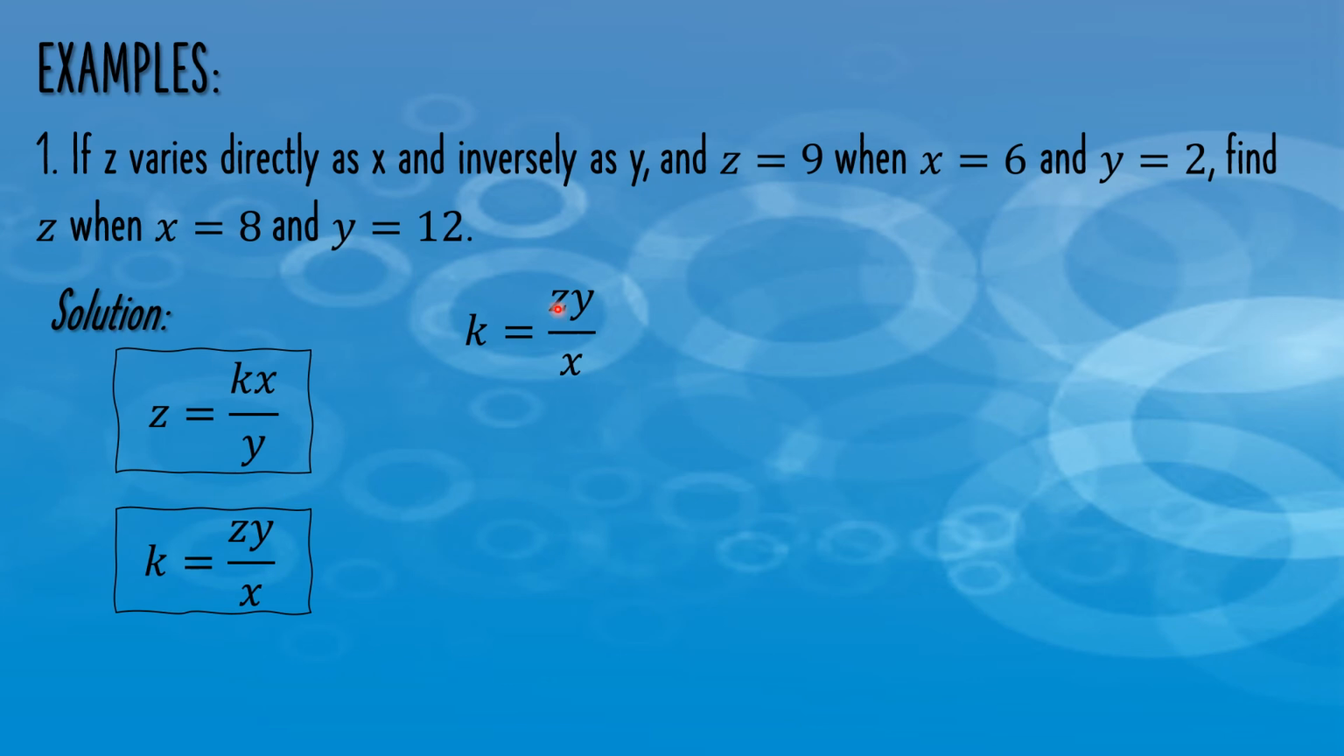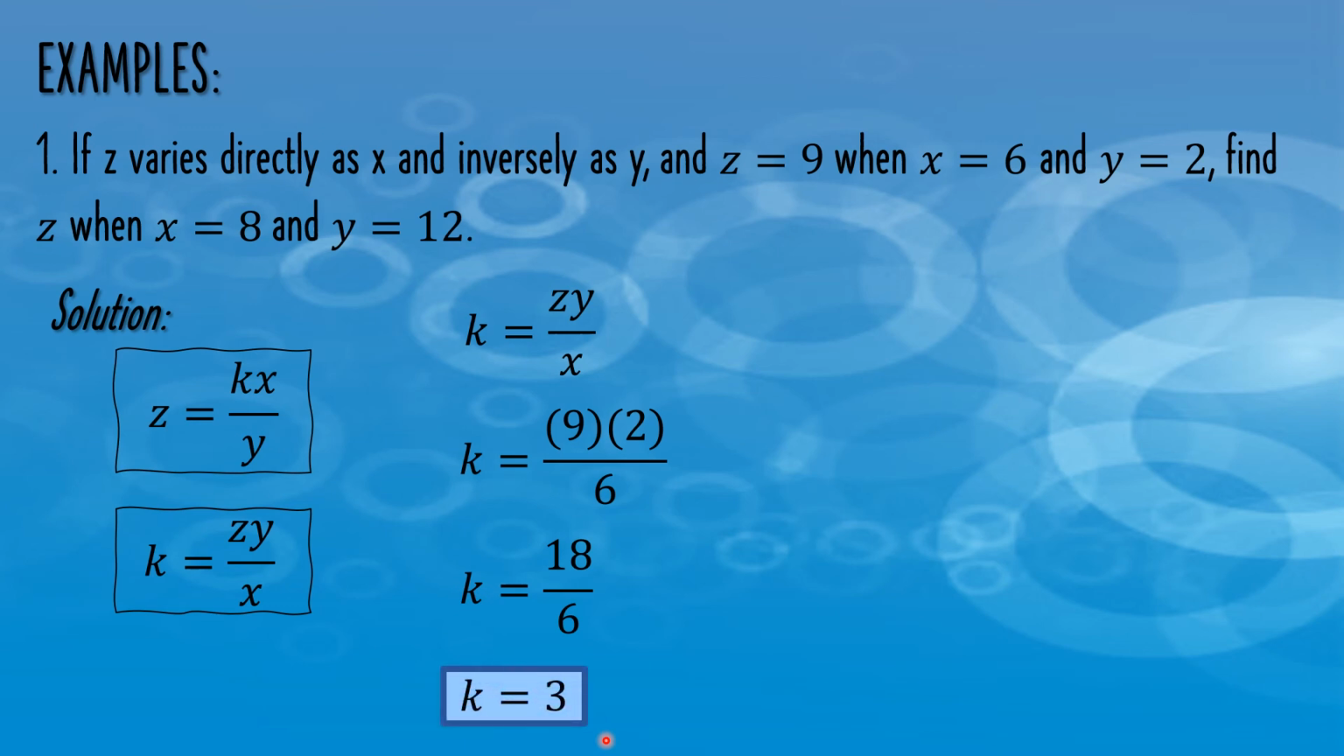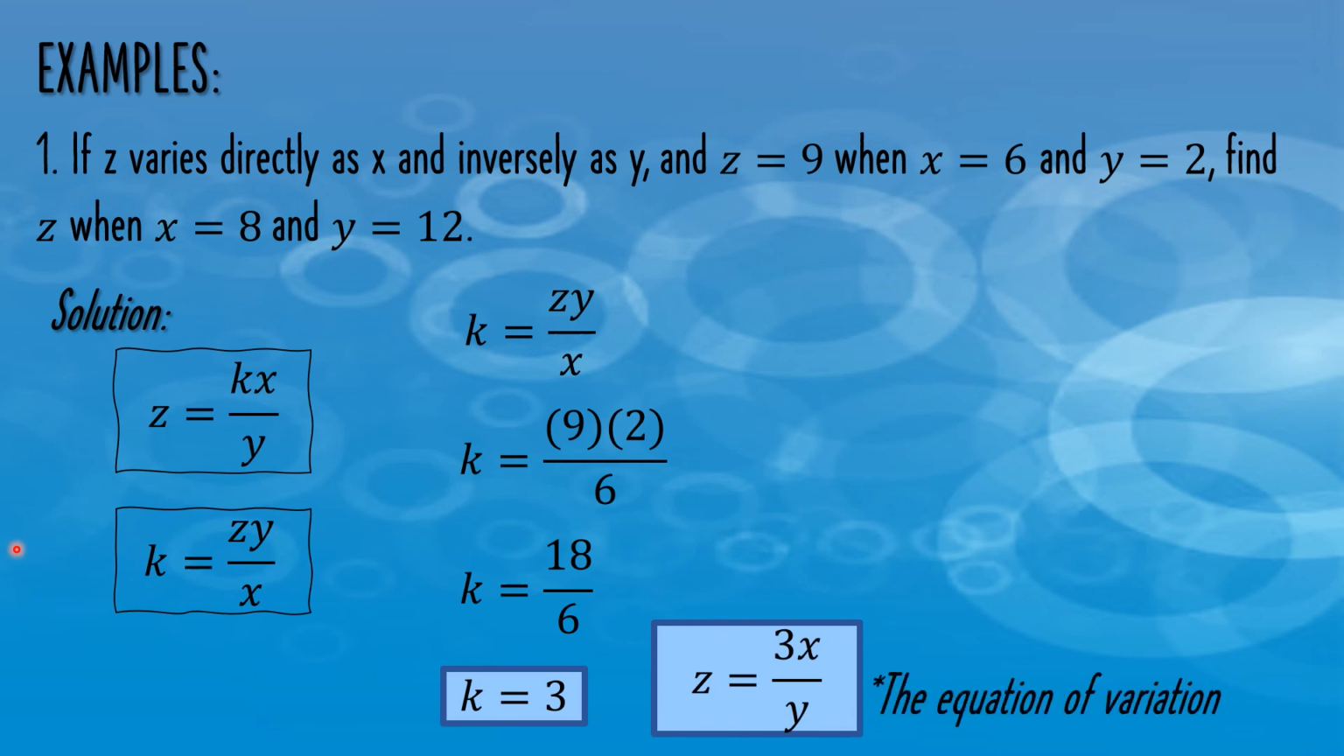The value of z in our given is 9, the value of y is 2, and the value of x is 6. So that will become k equals 9 times 2 over 6. You will just multiply 9 times 2, so that is 18, divided by 6, so the value of k is 3. And then yung 3, isa-substitute naman natin sa ating formula, kaya magiging z equals 3x over y ang ating equation of variation. And then, we will find the value of z dito sa ating equation of variation using the values of x and y.